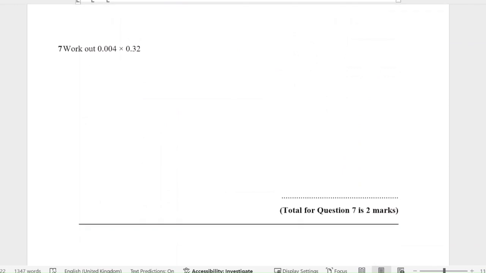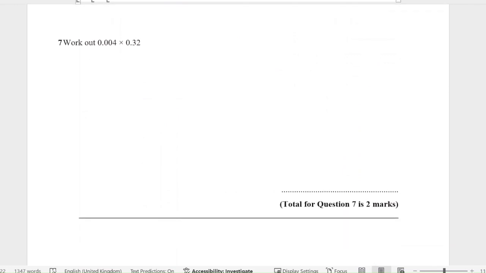Right, for question 7, work out 0.04 times by 0.32. I tend to use a very straightforward method for decimal multiplication, which I would just treat it as numbers. So I treat it as 4 times by 32. So 4 times by 32 is going to give me the digits of 128. So my digit value for this is going to be 128.